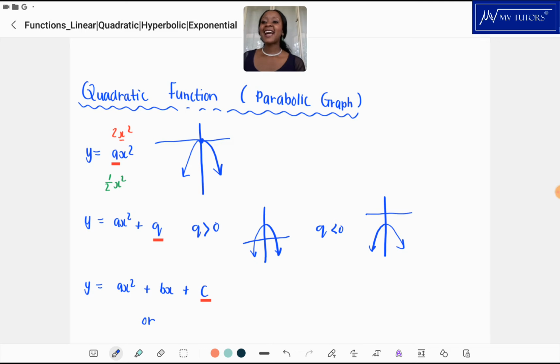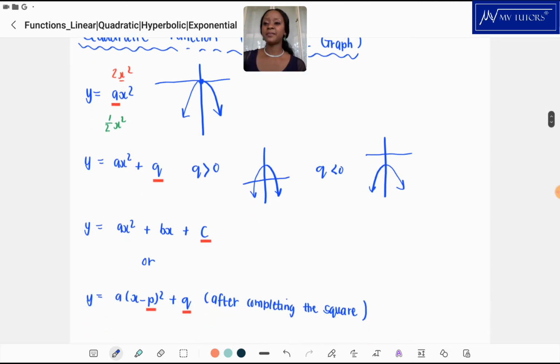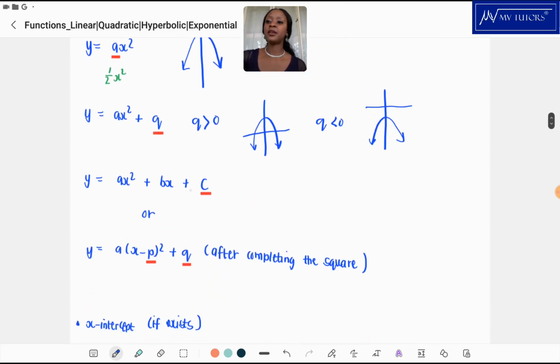Now we get to the third type. You can either write it like this, where it's ax squared plus bx plus c, but I prefer putting it in this form. If you take ax squared plus bx plus c and you complete the square, I hope you haven't forgotten how to complete the square, you put it in this form over here. And we recognize q, we know that that is the vertical shift. And then we have p as a horizontal shift.